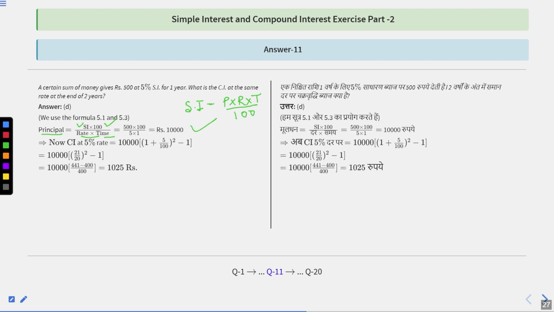So now compound interest at 5%. What is the formula for calculating compound interest? P times (1 plus R upon 100) to the power n, minus 1. So we just put these values in this formula: 10,000 times (1 plus 5 upon 100) whole square minus 1. So it will become 10,000 times (21 upon 20) whole square minus 1. Again, when we calculate it, 10,000 times (441 minus 400) upon 400. When we calculate it, we get 1,025 rupees. So D is the correct answer. Next one.